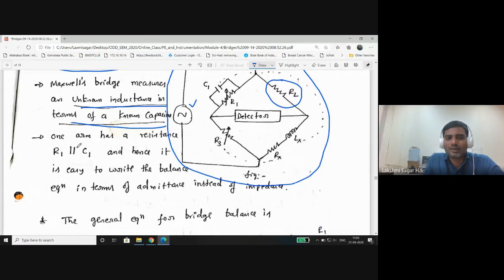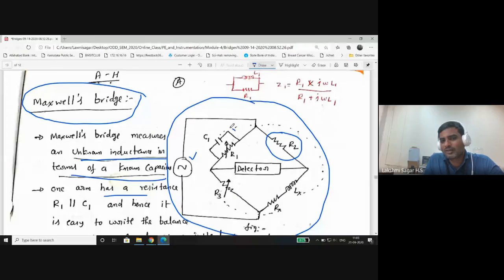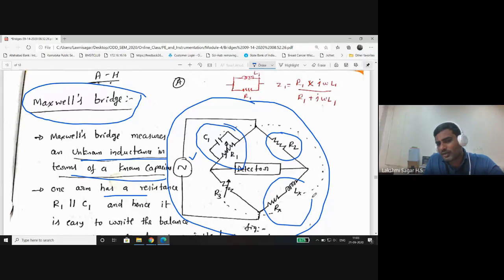So one arm has a resistance where R1 is connected in parallel with C1 here, and one more arm of the bridge network where this unknown resistance Rx is connected in series with the inductance Lx. Now we have to obtain the equation for this inductance Lx. So how do you do it? That's the question. Lx and Rx, these two are unknown parameters. So we have to obtain the equation for Lx and Rx.